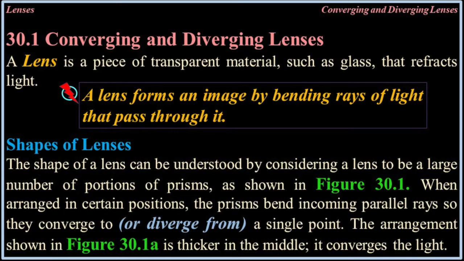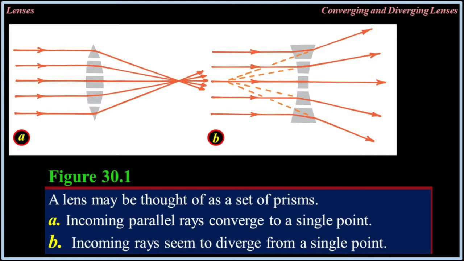30.1. Converging and Diverging Lenses. A lens is a piece of transparent material such as glass that refracts light. A lens forms an image by bending rays of light that pass through it. Shapes of lenses. The shape of a lens can be understood by considering a lens to be a large number of portions of prisms, as shown in figure 30.1.